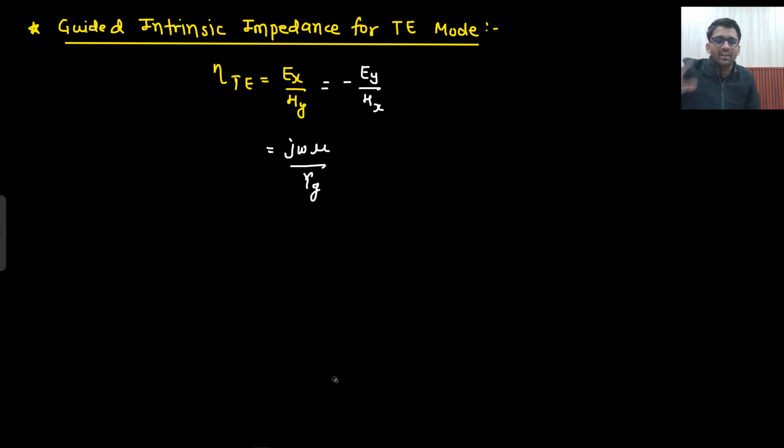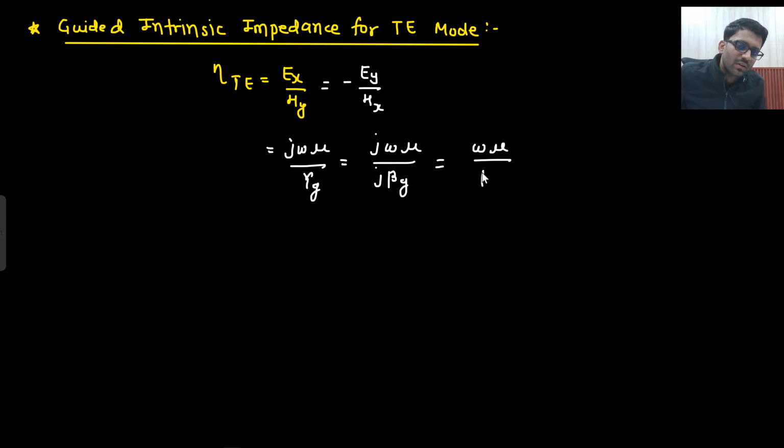So you can write it down on a rough page. What is your gamma g? If the wave is propagating, then what is your gamma g? Gamma g is equal to j beta g. Because if the wave is propagating, then it cannot be equal to alpha. It has to be equal to j beta g. So omega mu upon beta g. So neta TE is equal to omega mu upon beta g.